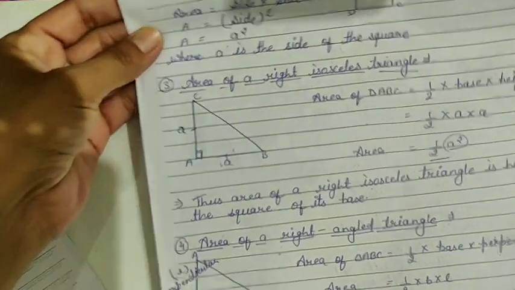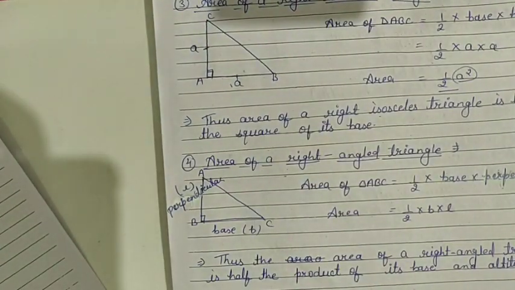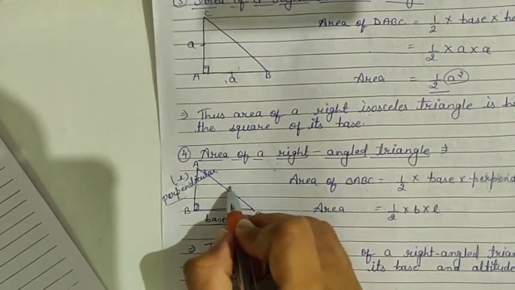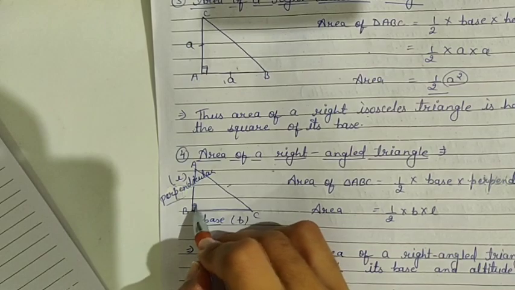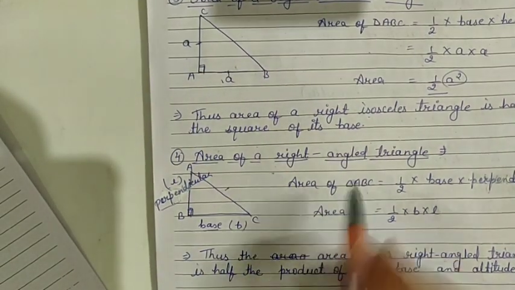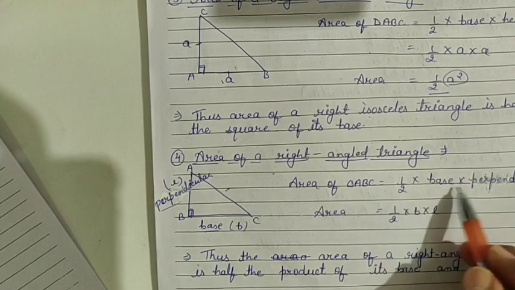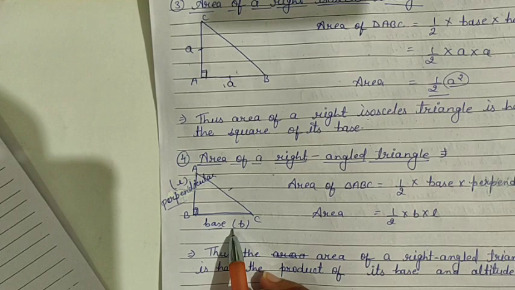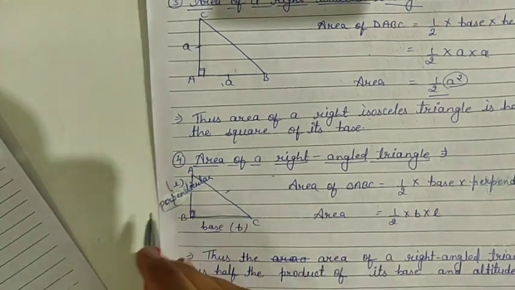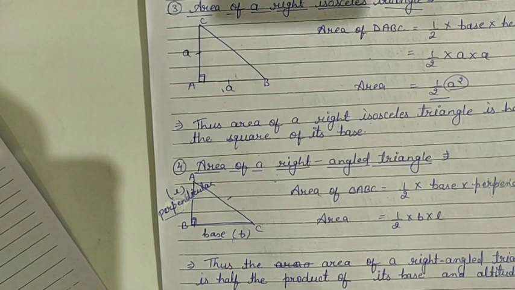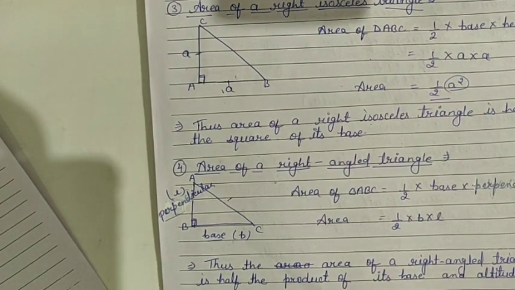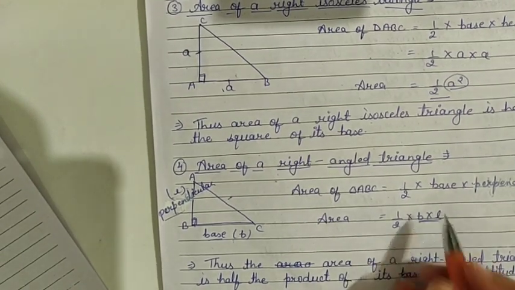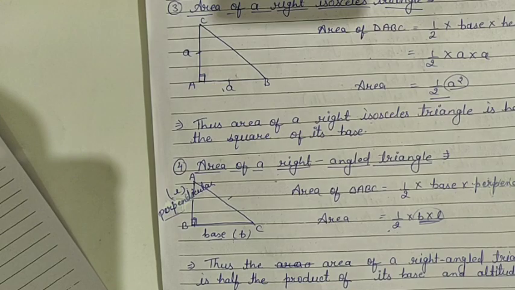Area of a right angled triangle. Friends, this is a right angled triangle ABC which is right angled at B. This is its base, this is perpendicular and this is hypotenuse. Opposite side of right angle is called hypotenuse. And area of a triangle is equal to 1 by 2 into base into perpendicular. So area is equal to 1 by 2 into base B into perpendicular L. This is also called altitude. Thus the area of a right angled triangle is half of the product of its base and altitude.